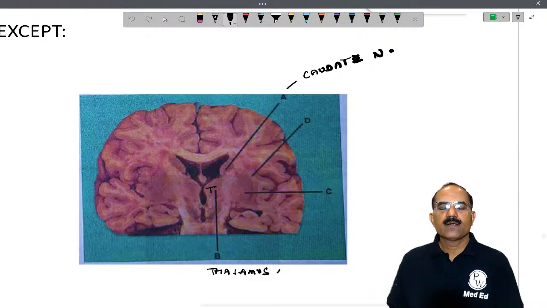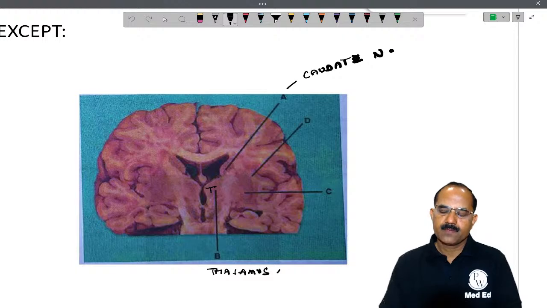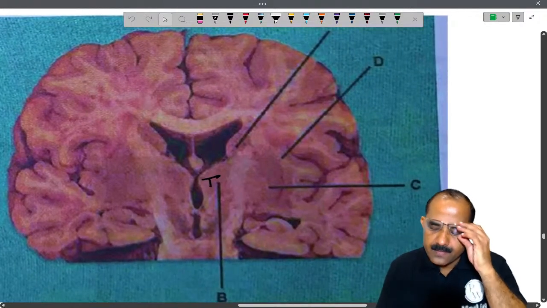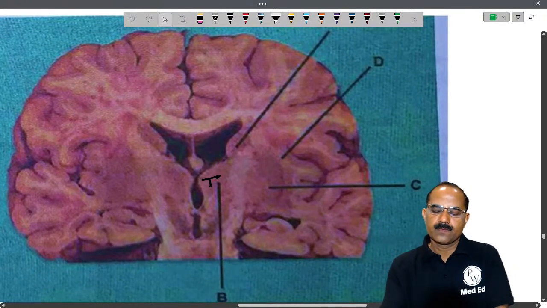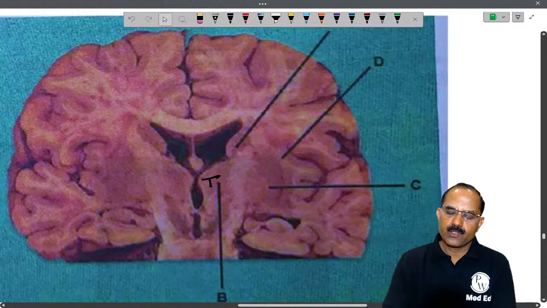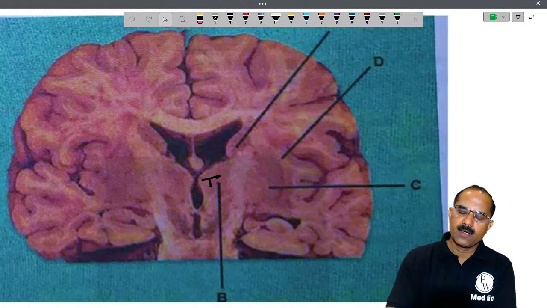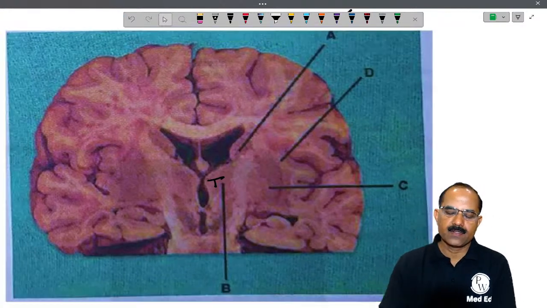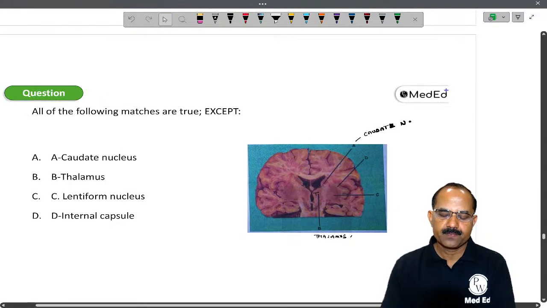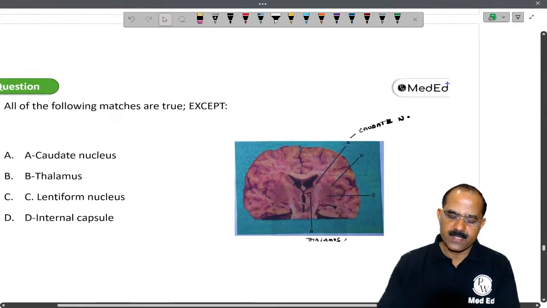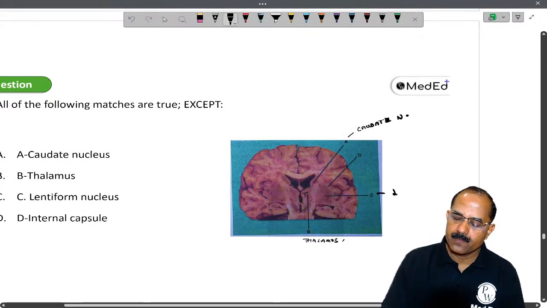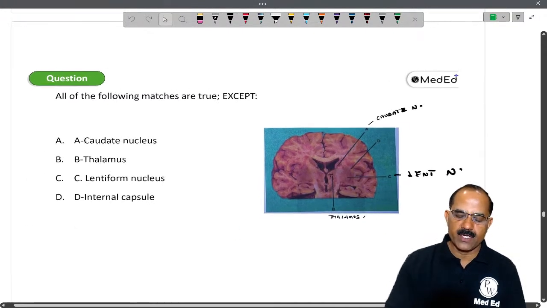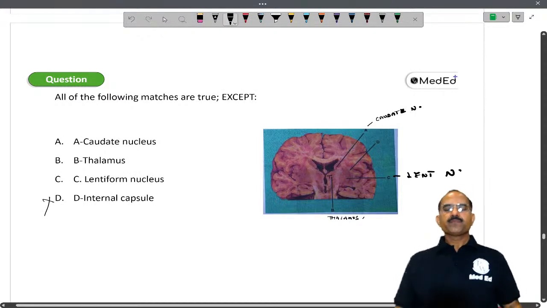What is C? C क्या दिख रहा है? What do you see? C is lentiform nucleus. C क्या ऑप्शन दिया देखो. C is lentiform nucleus, right? And D is wrong. D is not internal capsule. D कौन है बोलो?